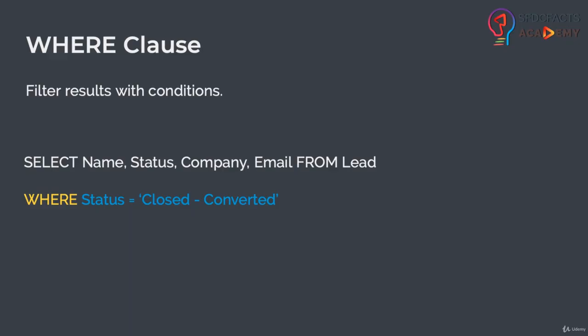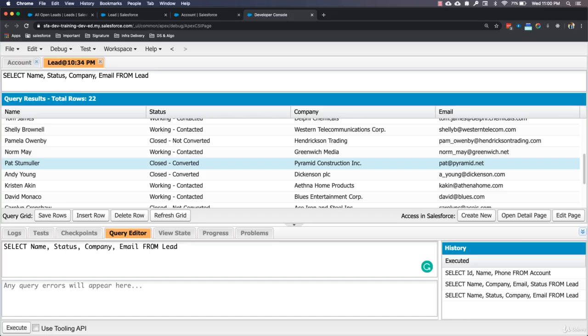So let's go back to our developer console and try out this query. So after this query, let's define our where clause which starts with the where keyword. And here we are putting a condition on the status field. So let's write it down, and its value should be equals to closed converted. And we need to define this value within a single quote.